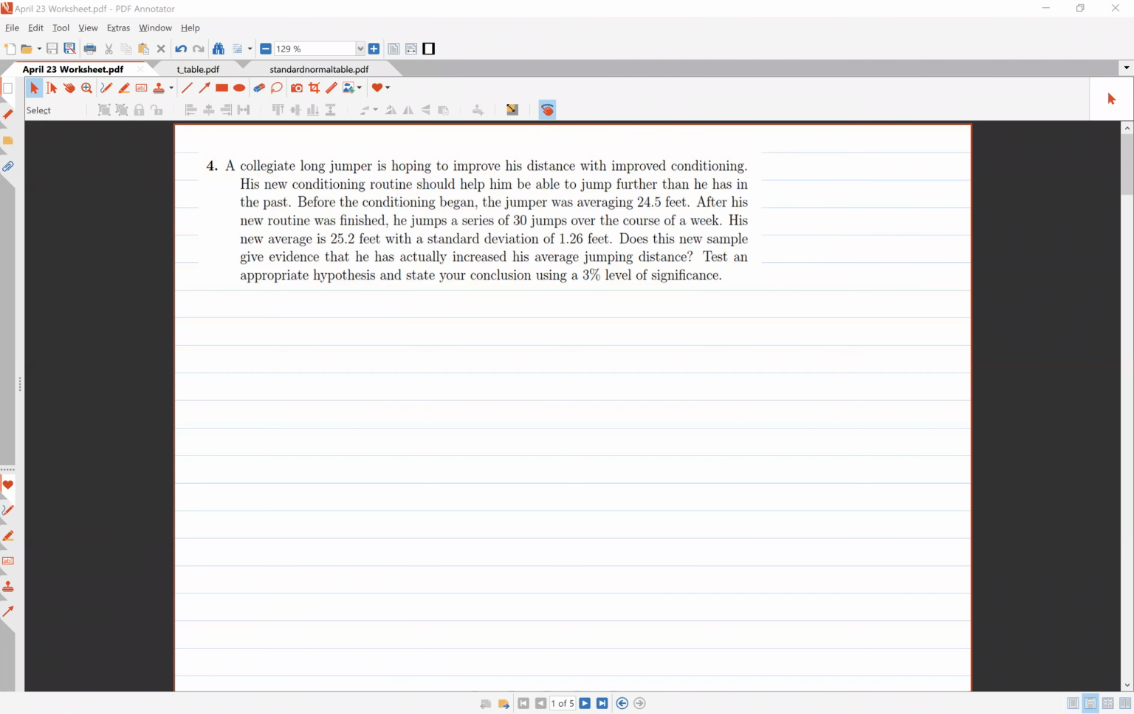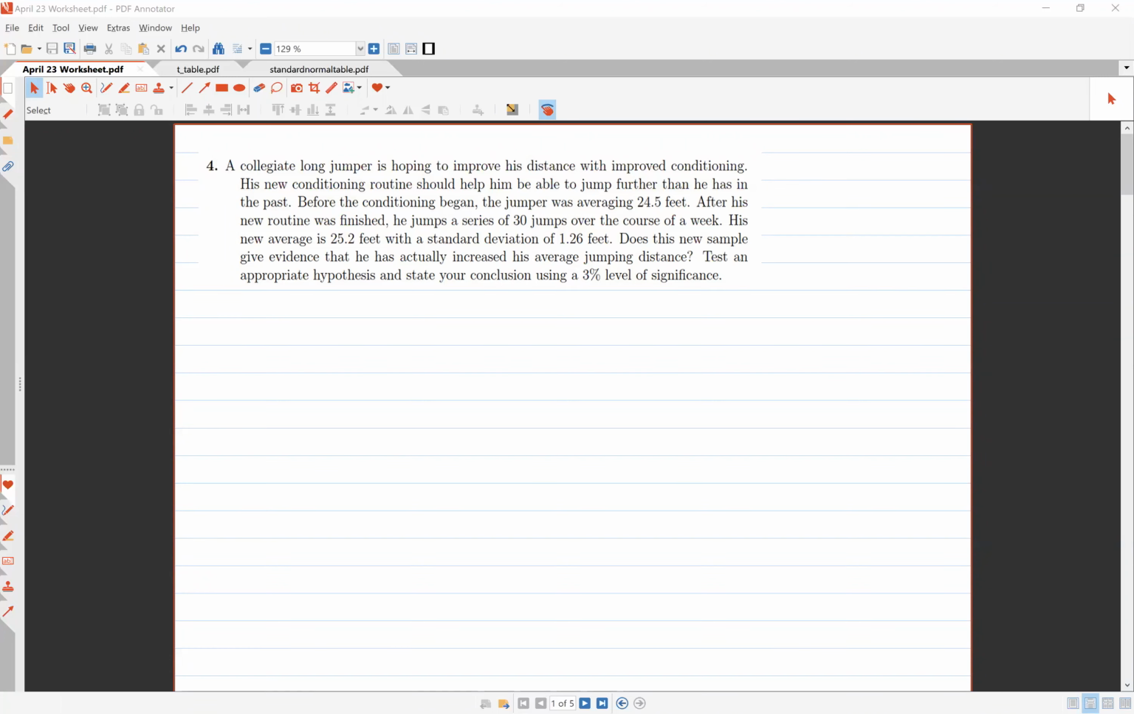So we are picking up where we got to last time. This problem number 4 is from our previous example sheet, and we did not get to it on Tuesday. So let's take a look here. The problem tells us about a long jumper who's trying to improve his distance through some kind of conditioning routine. And it's believed that using this routine will result in him being able to jump further.